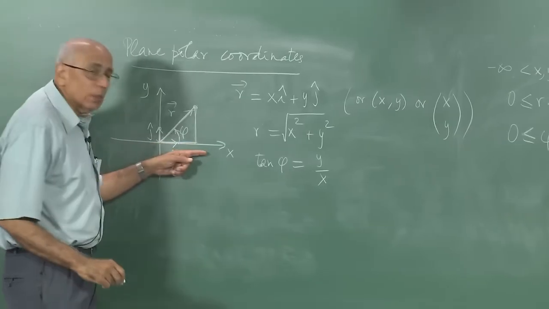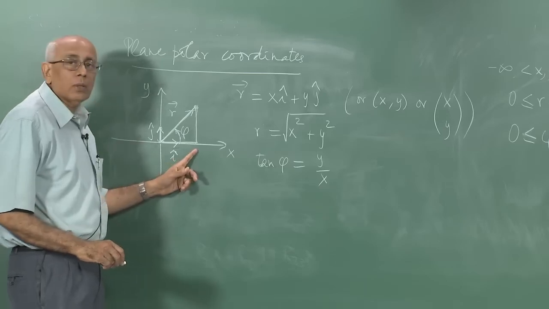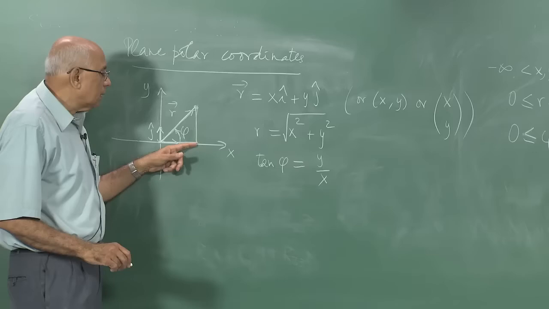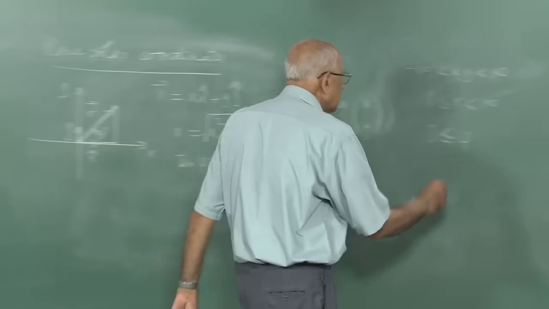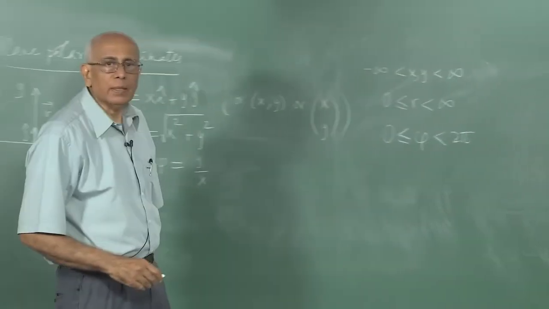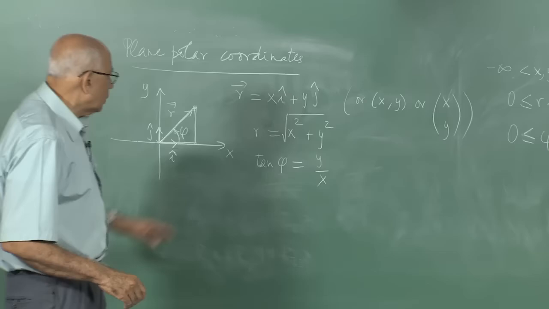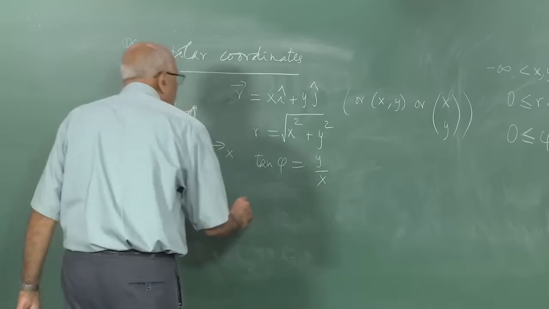Phi is 0 means the point is on the x axis, and phi goes all the way around up to 2 pi, but 2 pi is identified with 0 because you are back at the same point. So I should really write this as less than 2 pi, so that the coordinate is single valued. So these are the transformation rules from the Cartesian to plane polar coordinates.